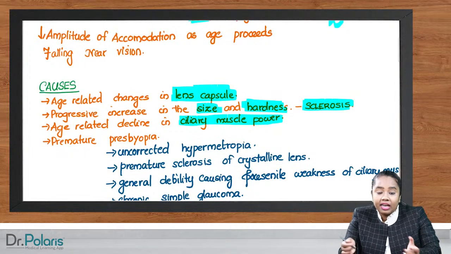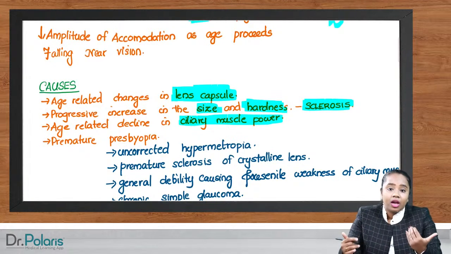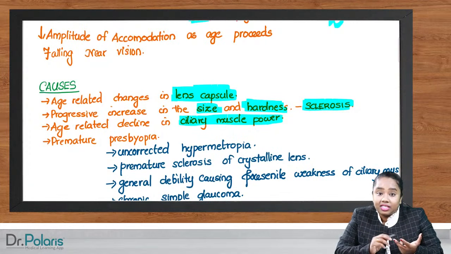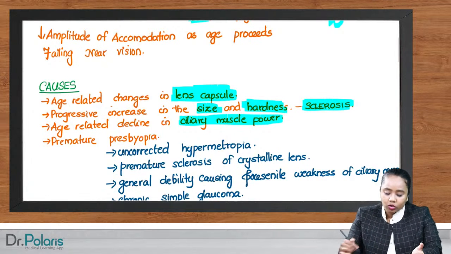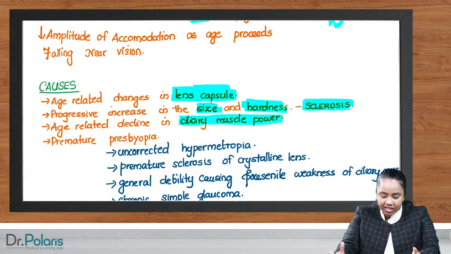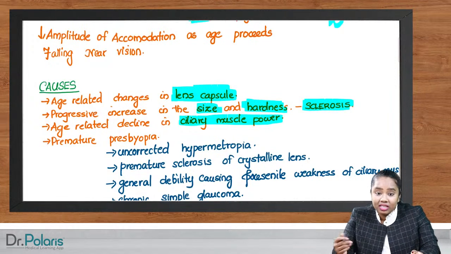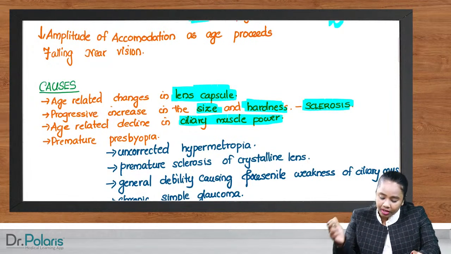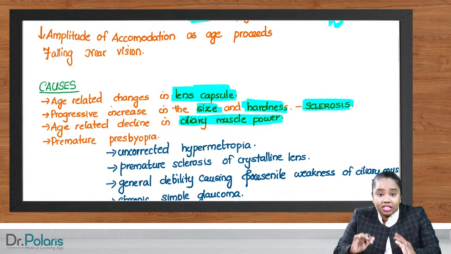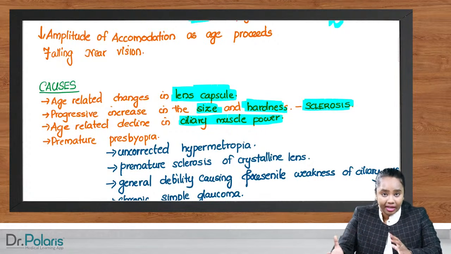After that, the next thing is the lens itself increasing and decreasing the curvature. This depends upon the good health of the lens. The capsule should be in good health, the size should be good, and the hardness should not be severe; the lens should be a soft thing. If any changes in these areas occur, there will be a problem with accommodation, that is, presbyopia occurs. So these are age related changes in the lens capsule, as well as progressive increase in the size and hardness of the lens, that is sclerosis. Usually this is an aged condition, occurring after a particular age.